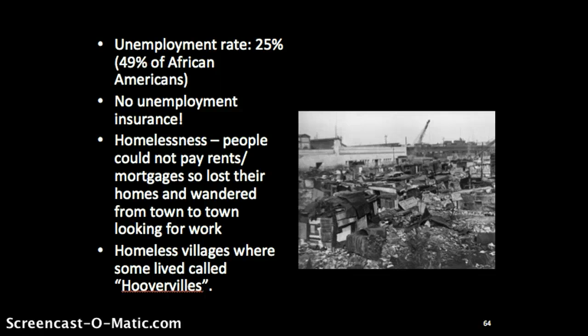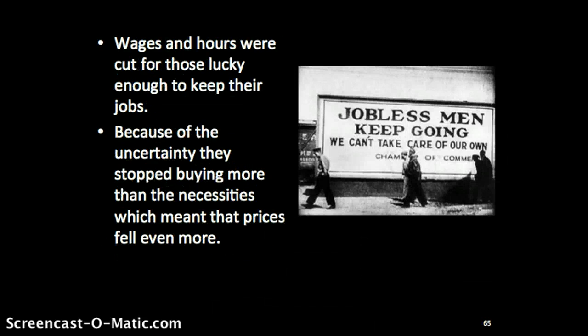There was no unemployment insurance like there is today. So if you were out of work, you were just out of luck. People couldn't pay their rents and mortgages, so they lost their homes, and they started wandering from town to town looking for work. And so some of these homeless villages became known as Hoovervilles. There's an example of a picture on this slide of a Hooverville at the time.